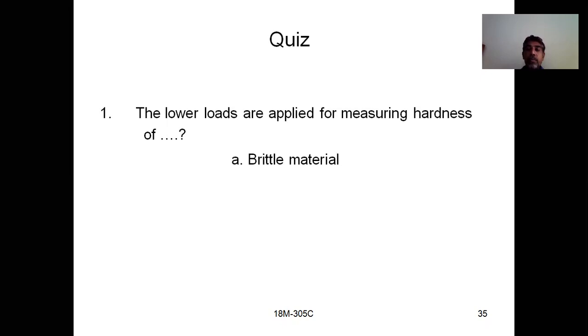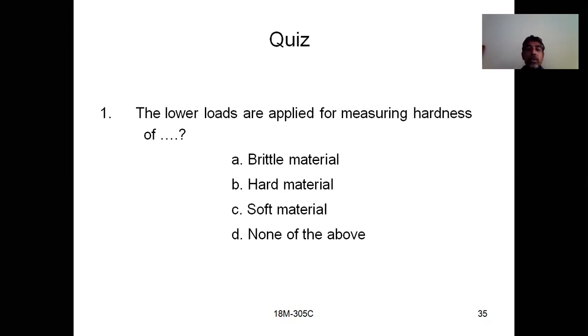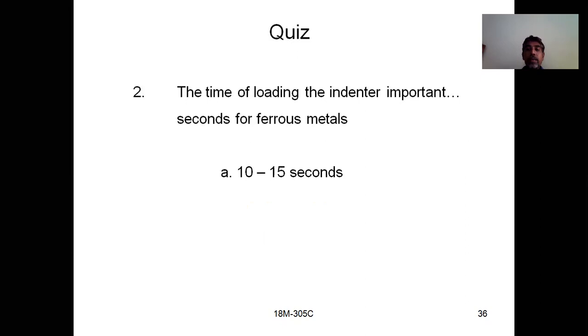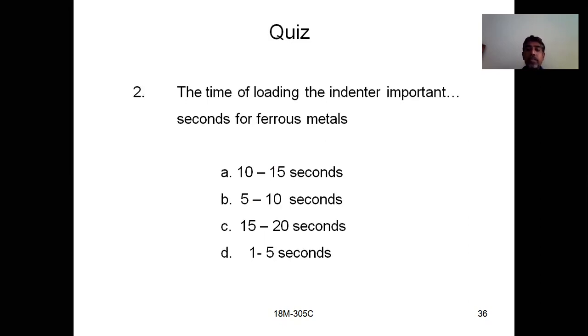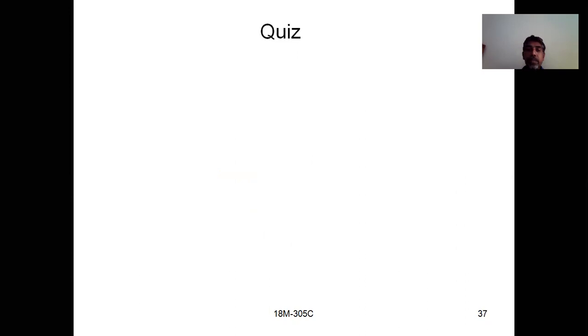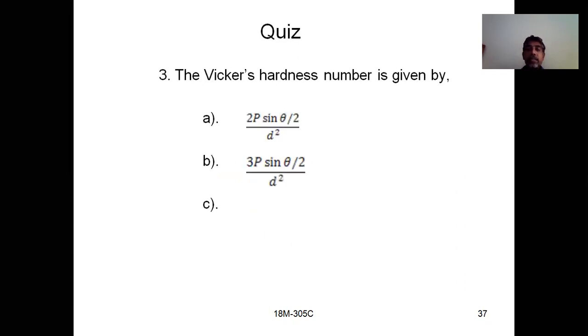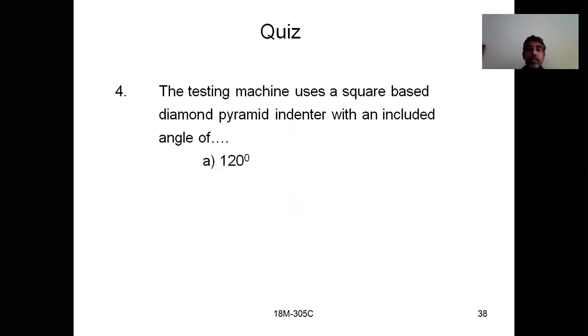And if you go for a small quiz here, the lower loads are applied for measuring hardness of softer materials. For lower loads, the time of loading of an indenter, generally how much time? It is 10 to 15 seconds. And the Vickers hardness number is given by 2P sin(theta/2) divided by d squared. And the testing machine uses a square based diamond pyramid indenter with an included angle of, how much angle? For the pyramid it is 136.